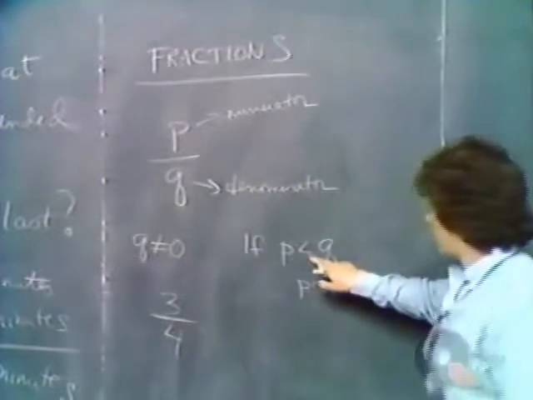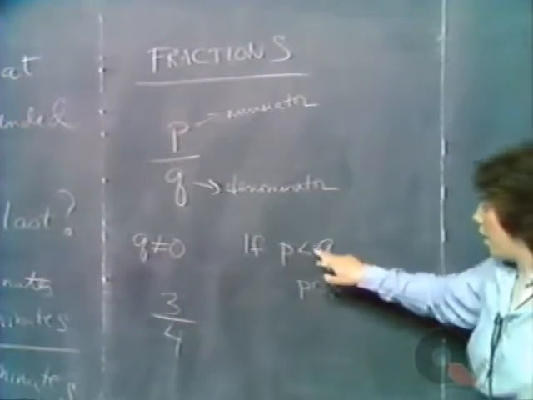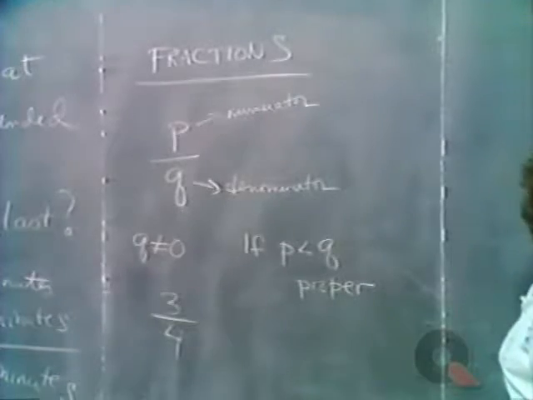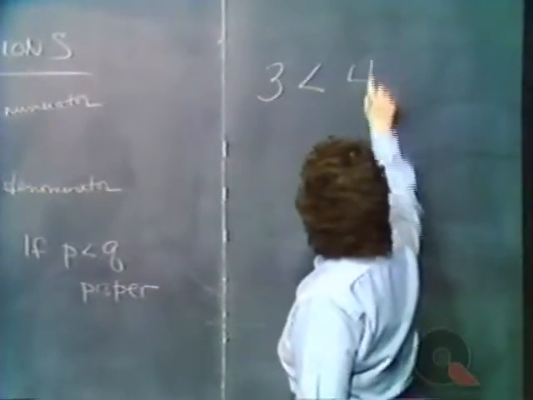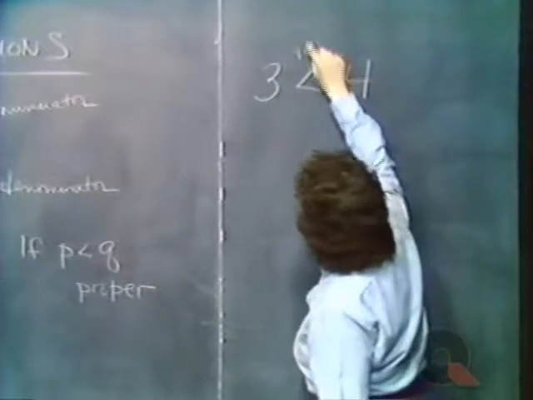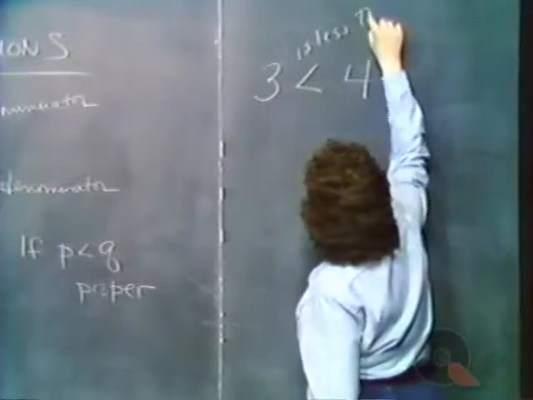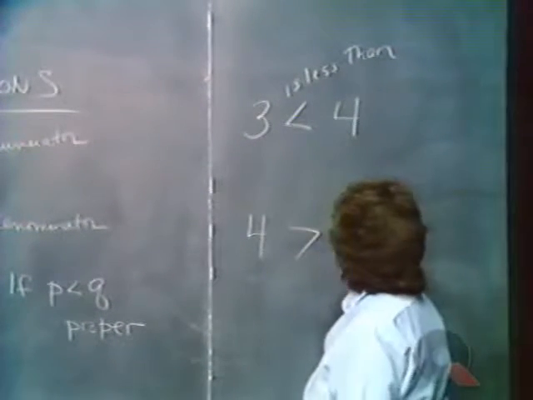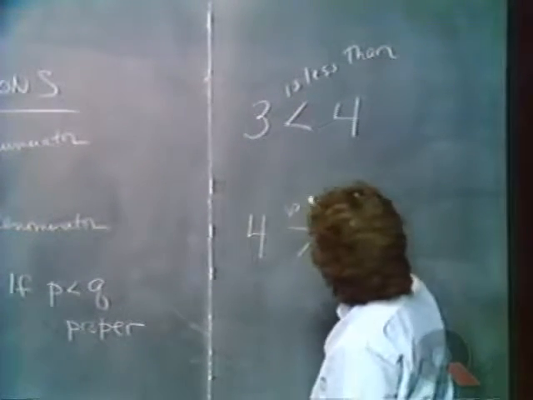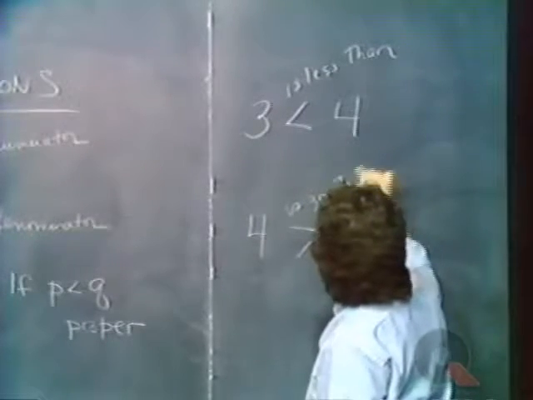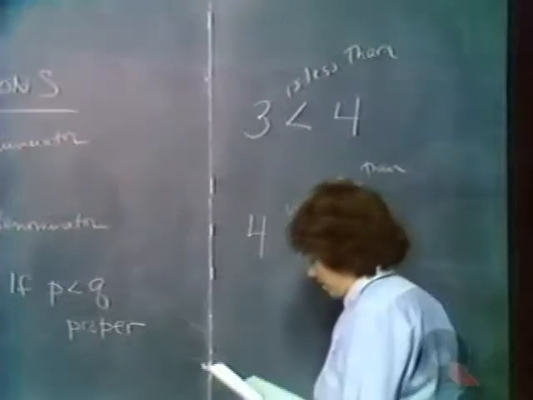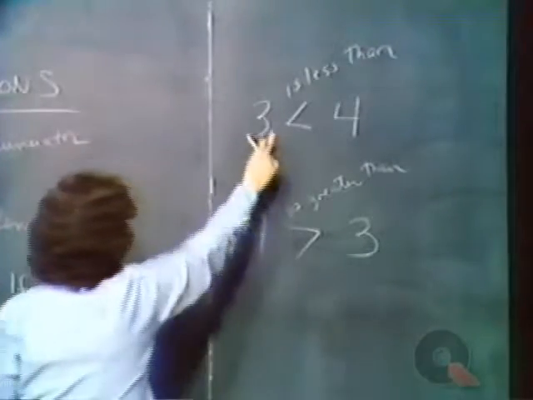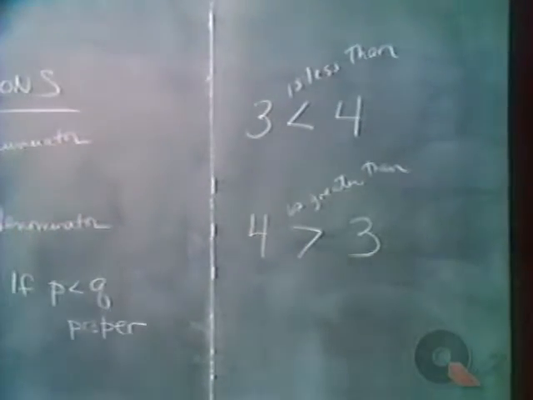Okay, let me just remind you of the symbols for less than and greater than before we get into this. I can write 3 is less than 4. This symbol is less than. And I would write 4 is greater than 3. So that's the symbol for less than, and that's the symbol for greater than.